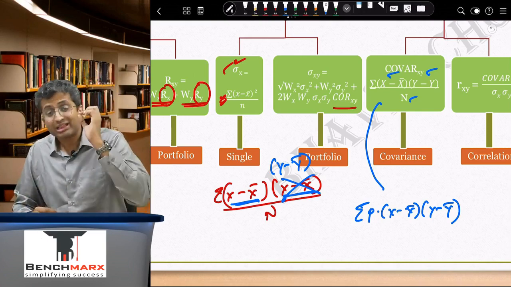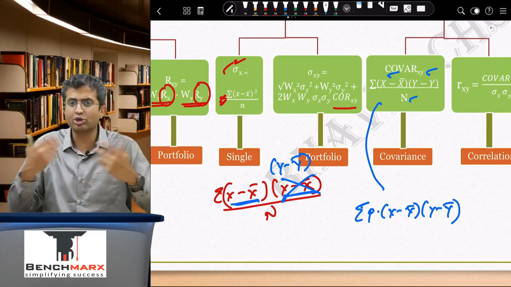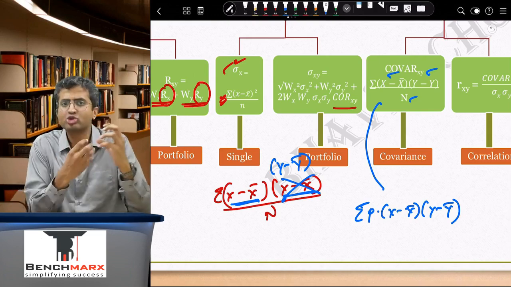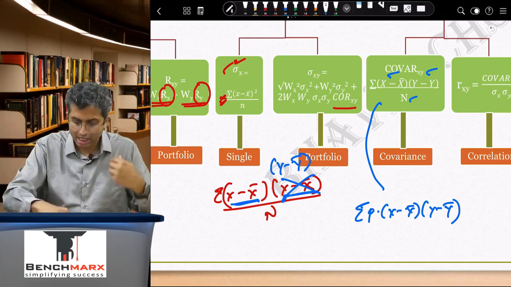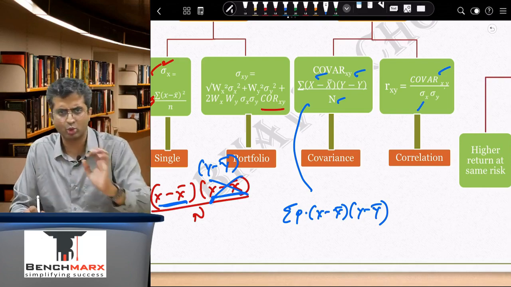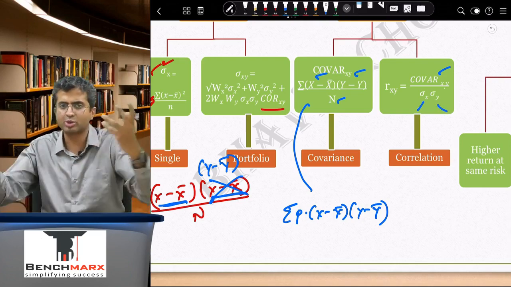That is the job that correlation does. Covariance is the actual movement, like your actual marks, whereas correlation is how much you have scored out of the total possible marks. So in the correlation, the numerator is covariance xy, your actual movement. In the denominator, you take standard deviation x, that is square root of x minus x bar the whole squared by n, and standard deviation y, that is square root of y minus y bar the whole squared divided by n.